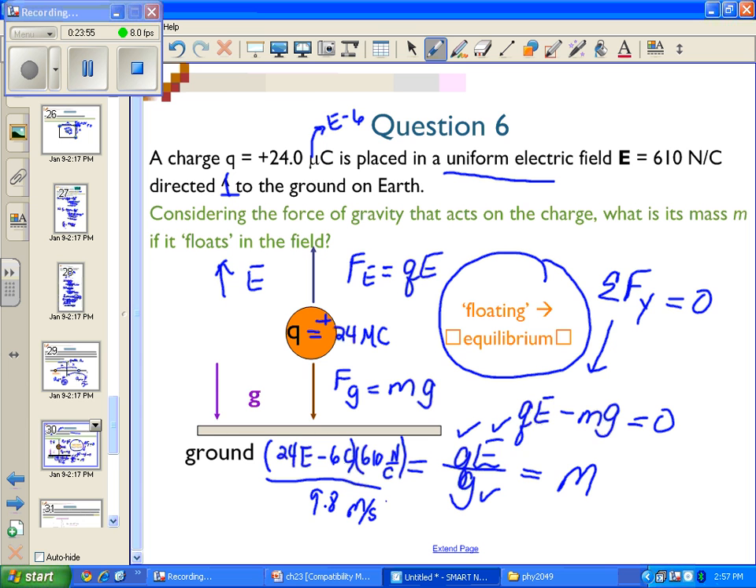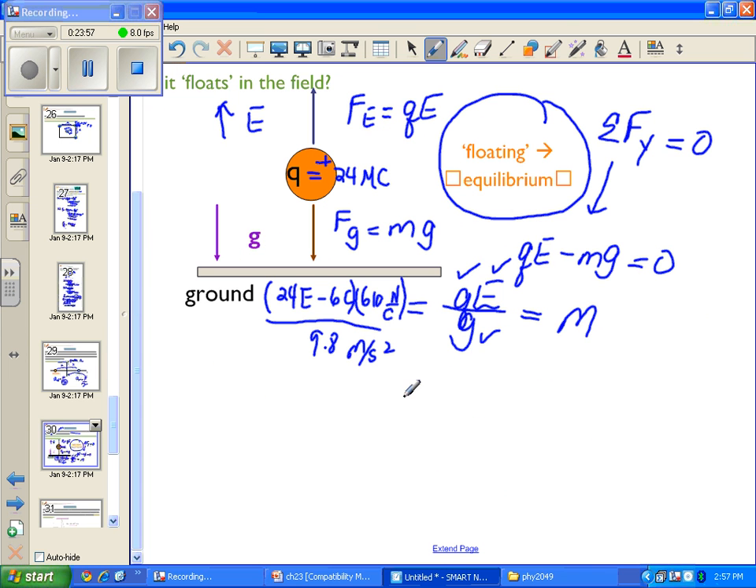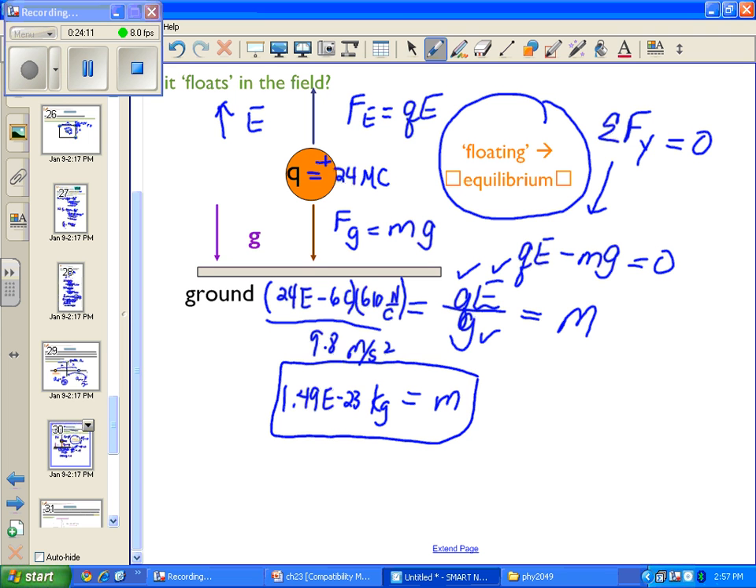We substitute our numbers and we get a value of m which is equal to 1.49 e to the minus 23 kilograms. And that tells us that if the charge has this mass, it will float. What if it has a mass which is greater than... Oh, I'm sorry, that's not 23, that is just a 3. Oh boy. Okay, so that's 1.49 e to the minus 3 kilograms.